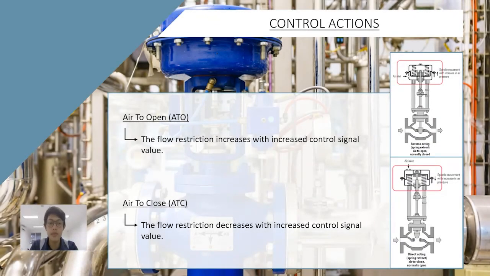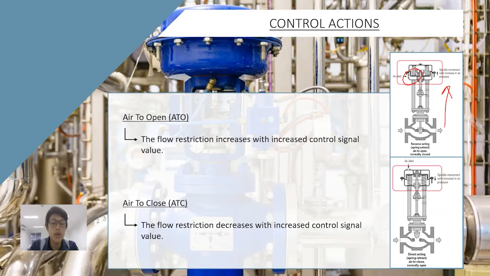Control actions. First, air to open. The flow restriction increases with increased control signal value. At the ATO control valve, the position of the pneumatic signal input is under the diaphragm. When a 3 psi pneumatic signal is given, the valve closes the fluid flow. And if the input signal is increased to 15 psi, the applied pressure will trigger the diaphragm so that the spring is pulled and moves the stem up. Therefore, the valve will be fully open.